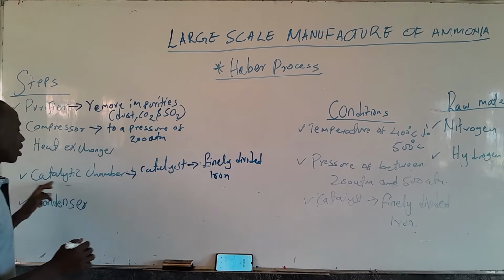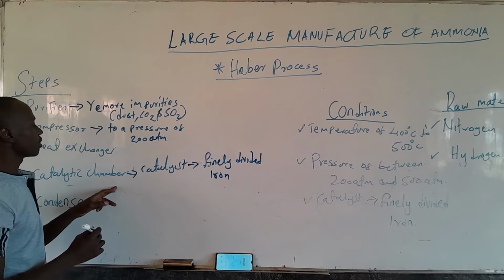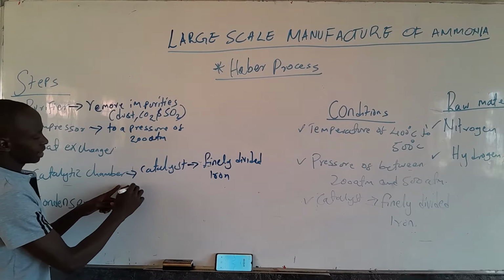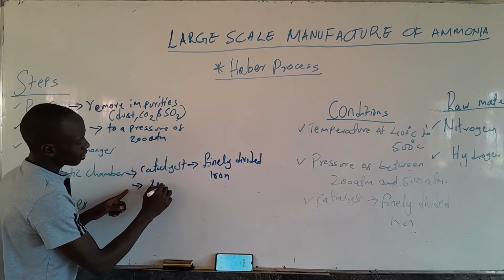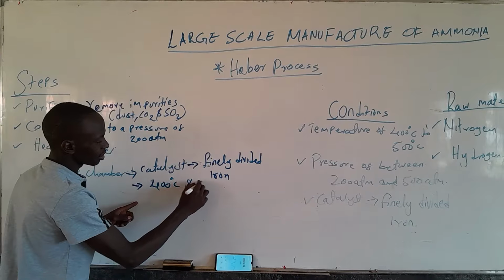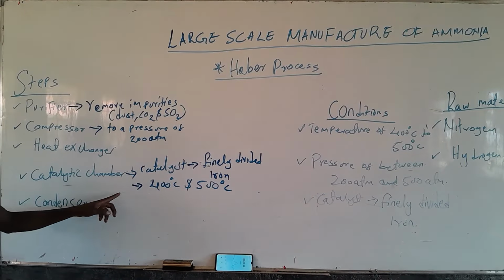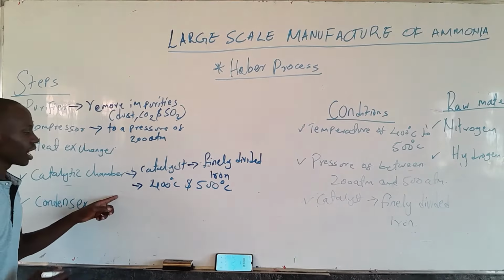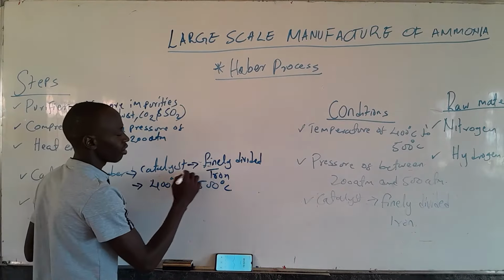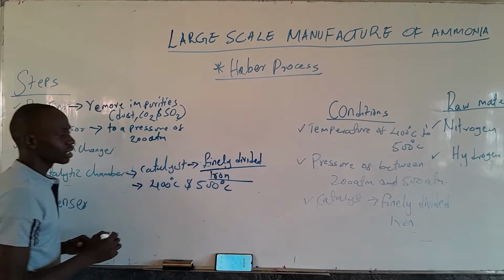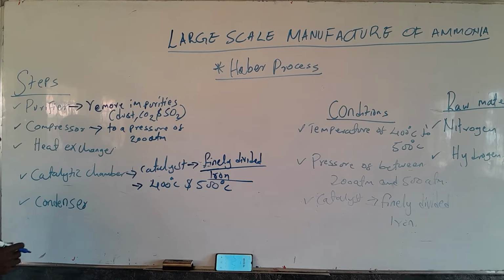In the catalytic chamber, the mixture of the two gases is heated up to a temperature of between 400 degrees Celsius and 500 degrees Celsius. After the gases have attained this temperature, they are passed over the catalyst for them to react. That will lead to production of ammonia gas.